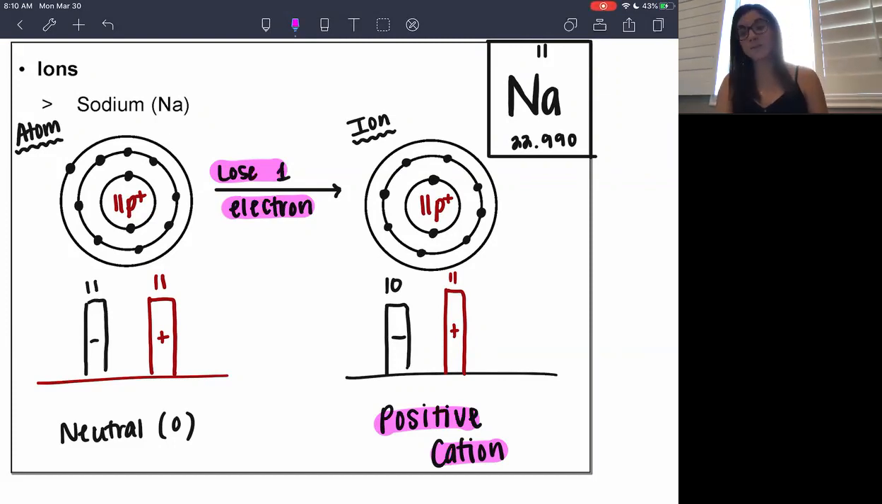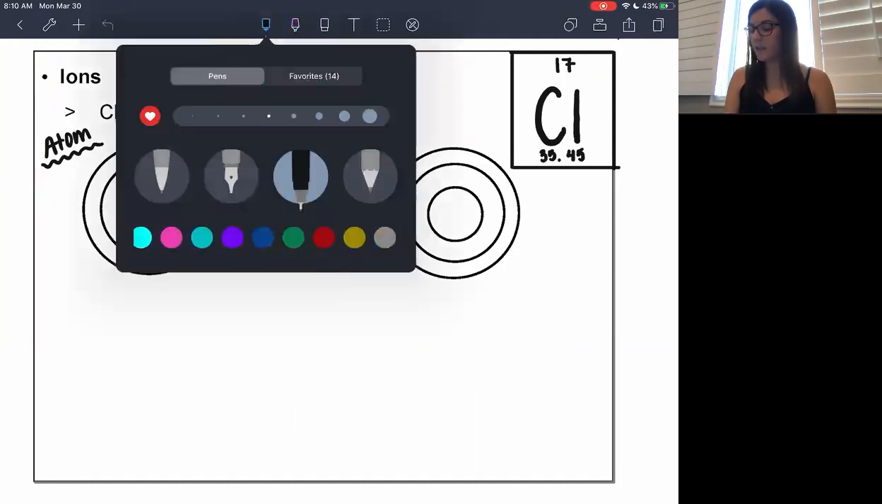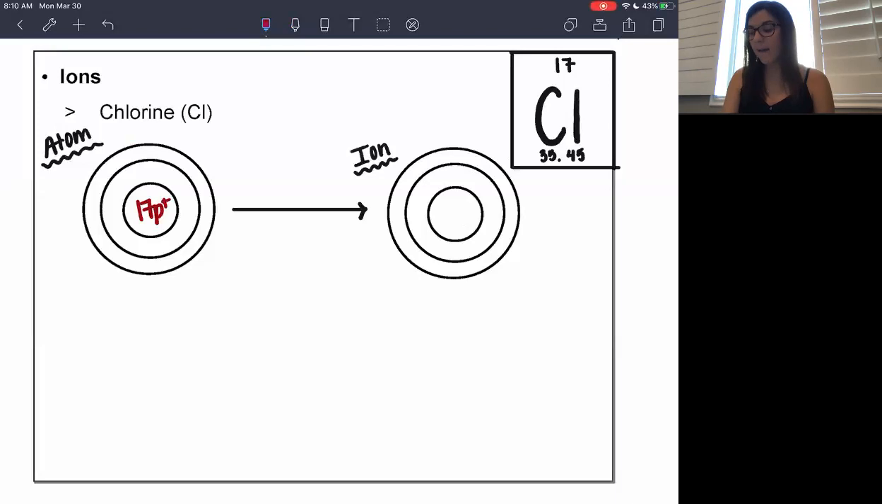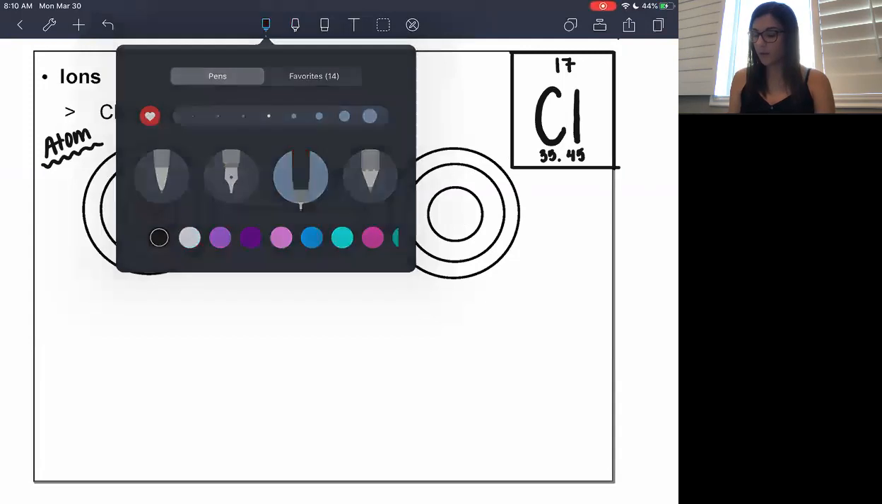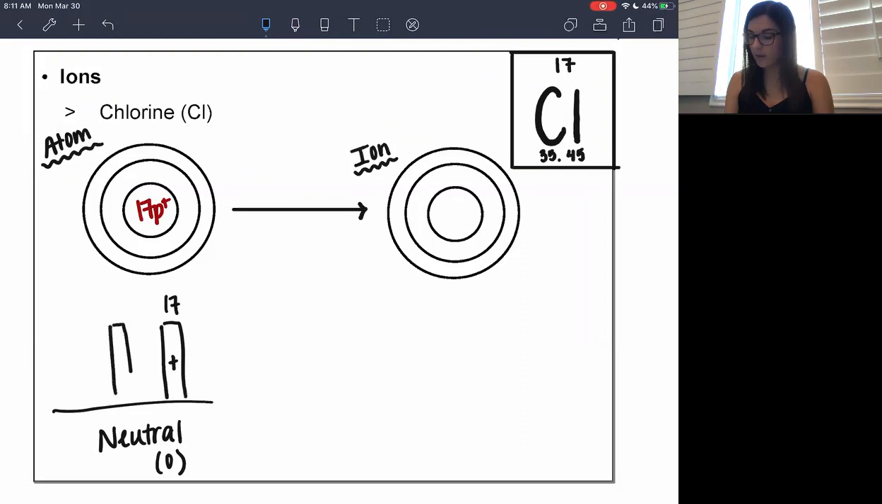So chlorine is element Cl, and it is element number 17. It has an atomic number of 17, which means that it has 17 positive protons in the nucleus. Now, an atom of chlorine is going to be neutral. So down here, I'll write out my charges. It's going to be neutral. That means it has 0 charge. So it has 17 positives. So in order to be neutral, that means it must also have 17 negatives so that the positives and the negatives balance out to neutral.